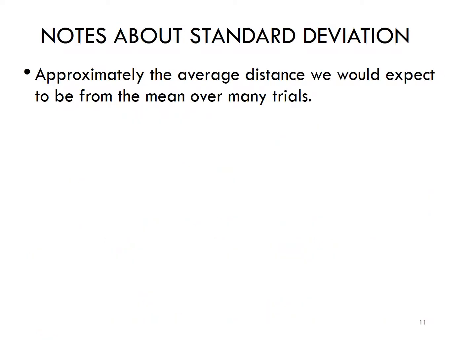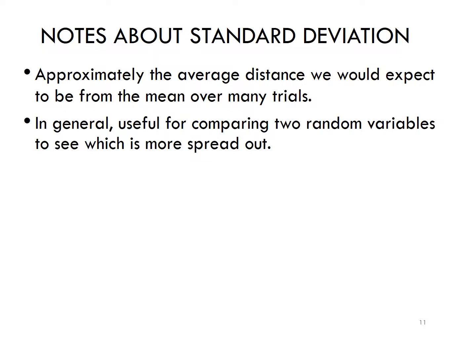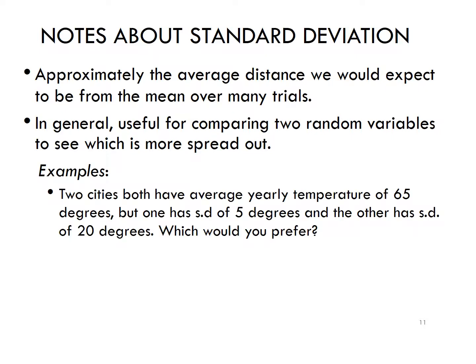And of course, some final notes about standard deviation. As always, standard deviation is approximately the average distance we would expect to be from the mean over many, many trials. In general, it's useful for comparing two random variables to see which is more spread out. As an example, let's say two cities both have an average yearly temperature of 65 degrees, but one has a standard deviation of 5 degrees, and the other has a standard deviation of 20. Where would you want to live?